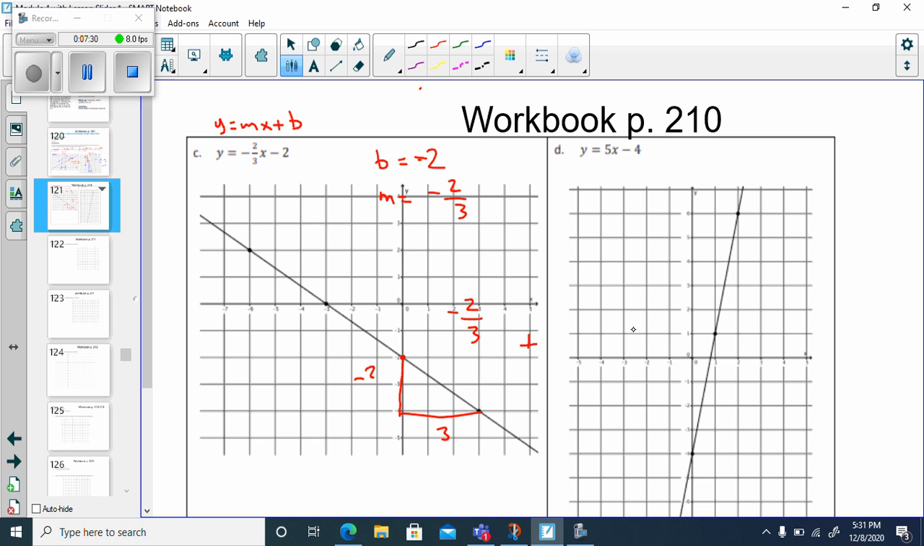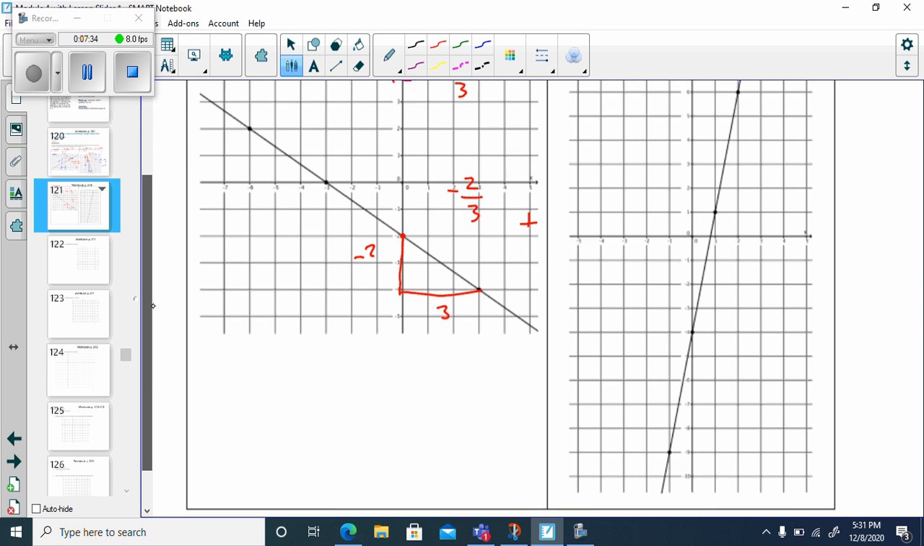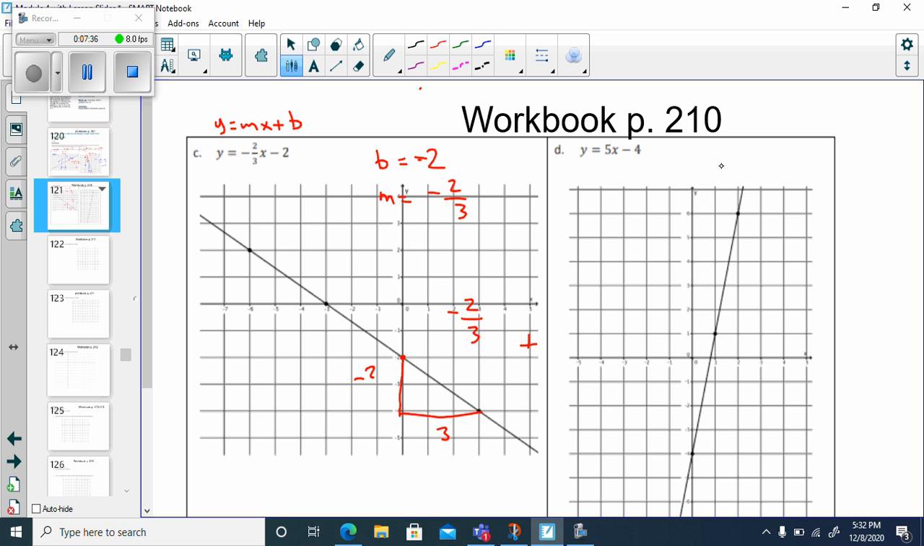This one, it shows it here. And we are trying to make sure that we know what these are. My b is -4, because see, y is equal to mx plus b, and that's the same as a plus a -4. So my b is -4. My m is 5. Okay?